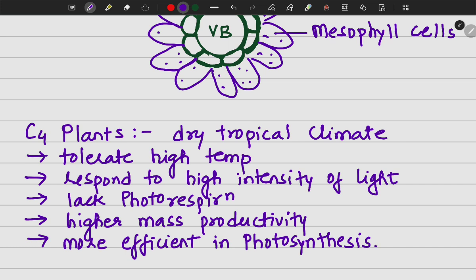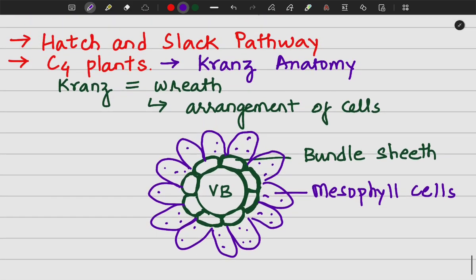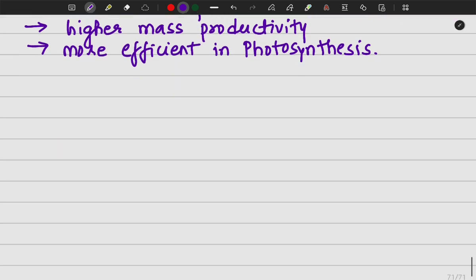Alright, so this was about the C4 plants. They typically grow in the dry tropical climate and are adapted to tolerate high temperature. They lack photorespiration and are more efficient in photosynthesis, and the leaves of the C4 plants bear this Kranz anatomy, where we will see this special arrangement of bundle sheath and mesophyll cells around the vascular bundles. Alright, now let us understand the C4 cycle.